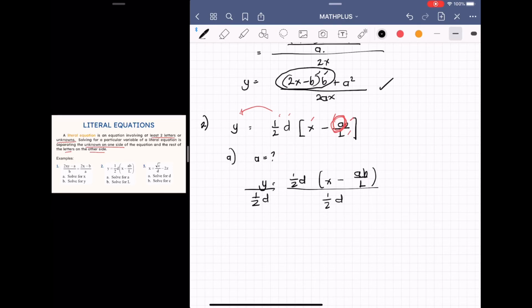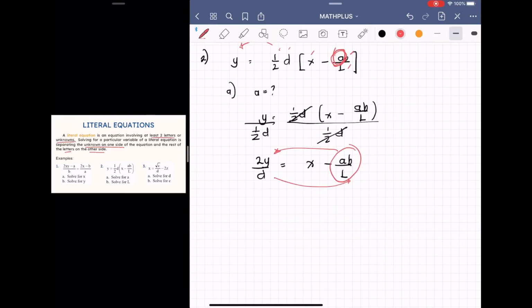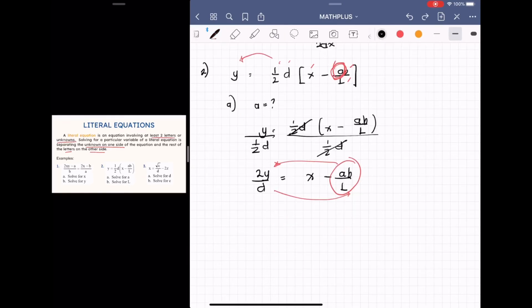What would happen here is that I will have 2y over d, okay, dividing fractions on the left side. And that would be equivalent to, this will be cancelled, x minus ab over L. Since my unknown is a part of a fraction, I'll move that fraction to the left side or interchange places with 2y over d since I'm solving for just a. So I'll have that as positive ab over L, equivalent to x, and this will move to the right side, so it will be negative 2y over d.